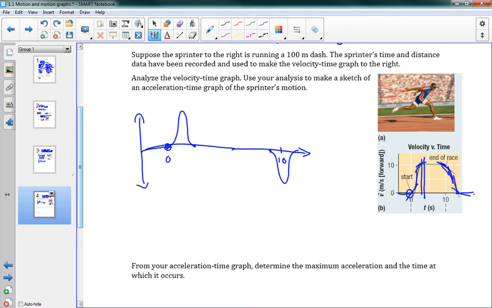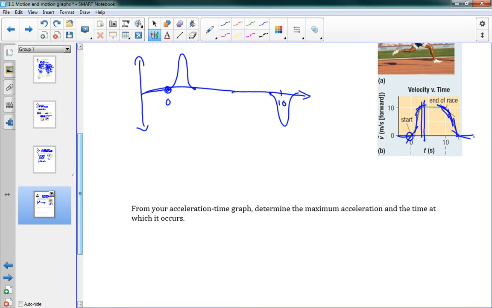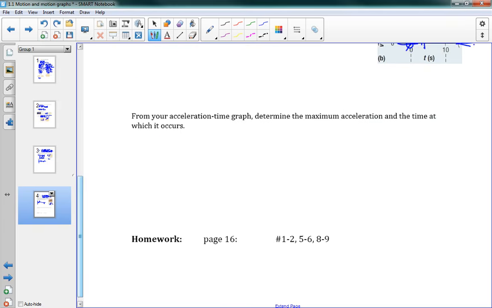Okay. That's our acceleration. The next one here says, from your acceleration time graph, determine the maximum acceleration and the time at which it occurs. I think we're going to skip that. What you would do is look at this point, the maximum acceleration. You would try to find out approximately what time it happens here, and you would do some secants here to try to figure out exactly what the slope is there. But we're not going to worry about that too much. If you're interested, I would say that it's about 10 meters per second squared at around a time of 1 to 2 seconds, somewhere in there.